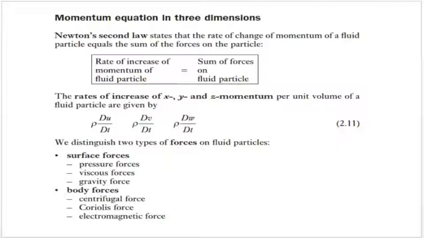So we can write the rate of increase of momentum. For writing it, we use rho because of mass, and u, v and w represent the velocities in the three directions. So we write rho of Du by Dt, with respect to time. Similarly for v and w.